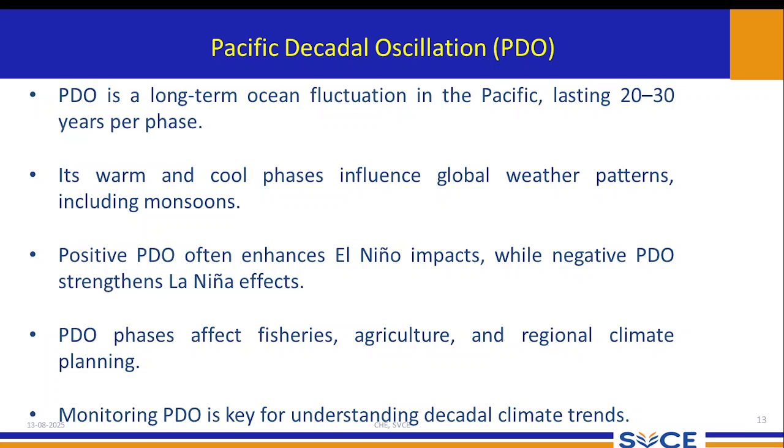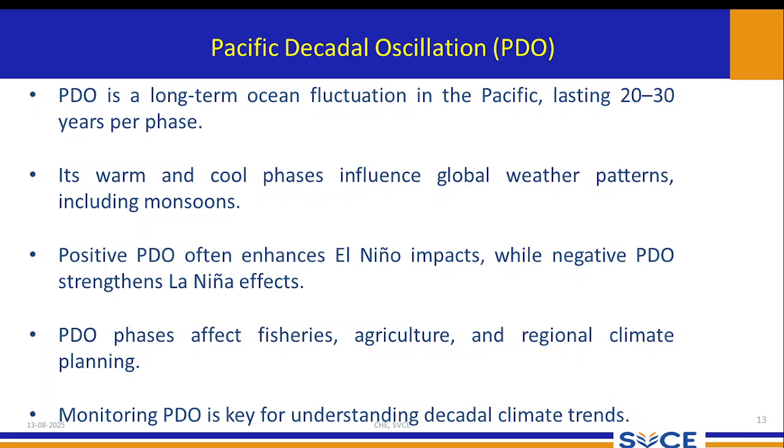The PDO has two main phases. One is the positive phase, another one is the negative phase. They are also known as warm phase and cool phase. During the warm phase, that is the positive phase, there is warmer than average sea surface temperature in the central and eastern North Pacific and cooler temperature in the western Pacific. Whereas in the cool phase, that is the negative phase, there is cooler than average sea surface temperature in the central and the eastern North Pacific and warmer temperature in the western Pacific.